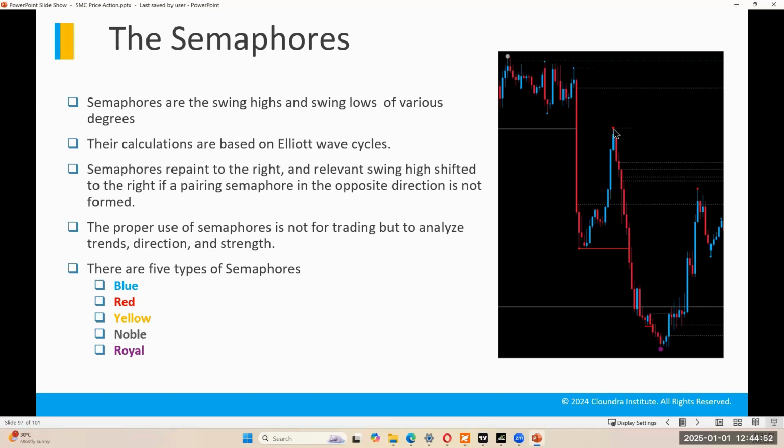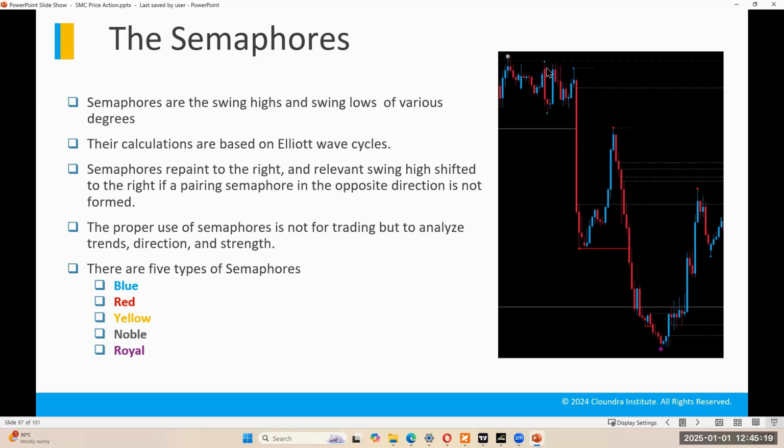If we don't have this pairing red semaphore formed, then this red semaphore would have been shifted to the right as the prices move downside. But because the upper red semaphore appeared before this new move, we don't see a new semaphore appearing. Now the red semaphore is actually shifted right in this one direction. So that's how the semaphore actually works.